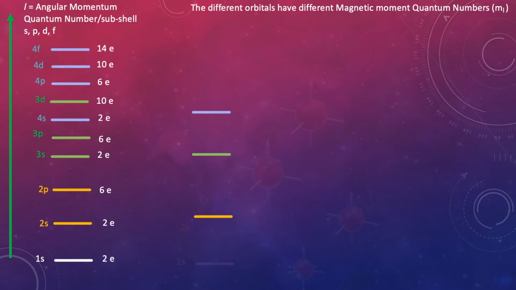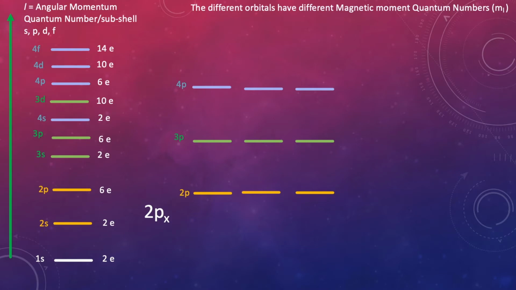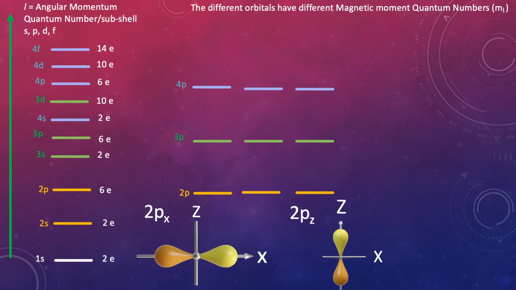Let's have a look at our p now. So we're going to have 3 p orbitals, and they're always labeled px, py, and pz. So px has lobes along the x-axis, pz along the z-axis, and py along the y-axis. It may take a little bit of imagination to picture those in 3D, but you can hopefully see how they differ from each other.